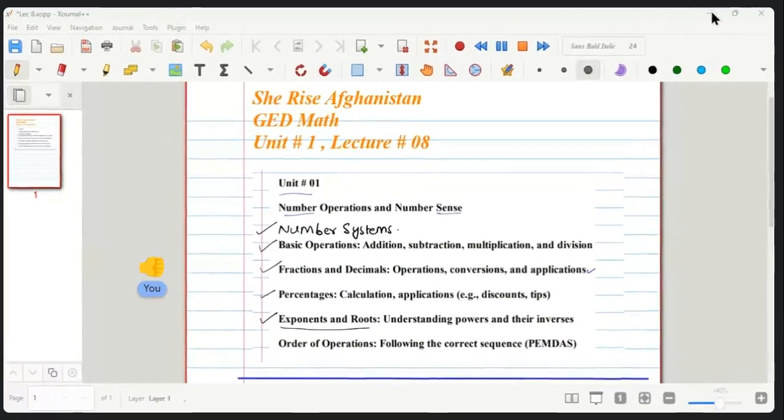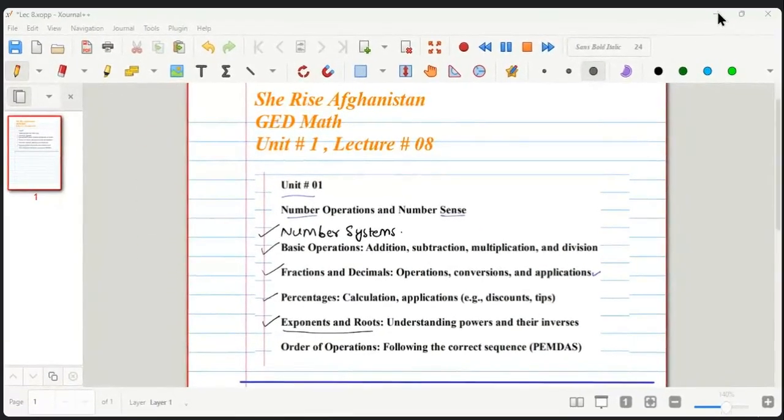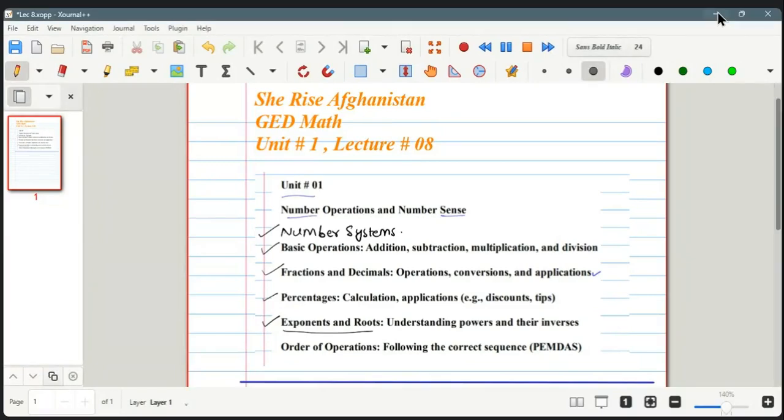Okay. So, dear students, today we will be covering exponents and roots. Till now, we have covered the previous topics. Let me take the blue pen. We have covered number sense and basic operations, fractions and decimals, and percentages. So today we will focus on exponents and roots.